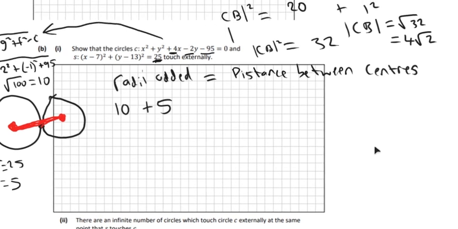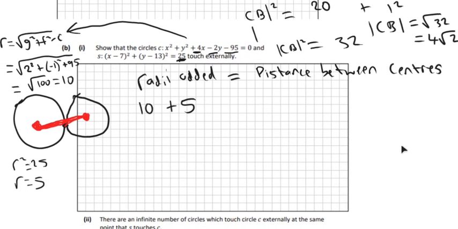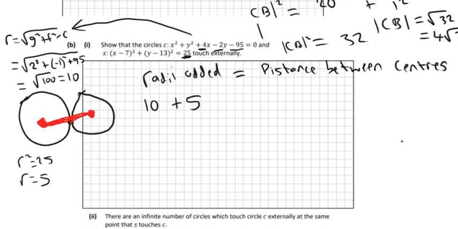The distance between the centres then we have to find as well. The centre of the second circle, we'll call this one S and we'll call this one R, it doesn't really matter. The centre of S is easy enough to see, it'll just be the opposite signs of whatever is in here. So instead of minus 7 it'll be plus 7, and instead of minus 13 it'll be positive 13. So 7, 13, that's the centre there for S. The other one then, it's minus g, minus f.